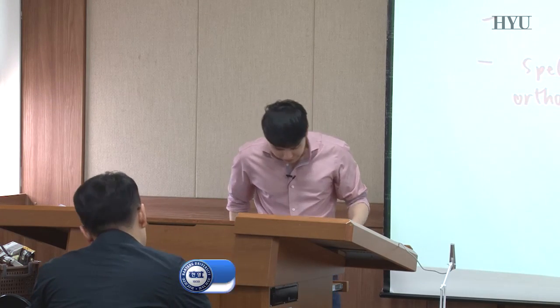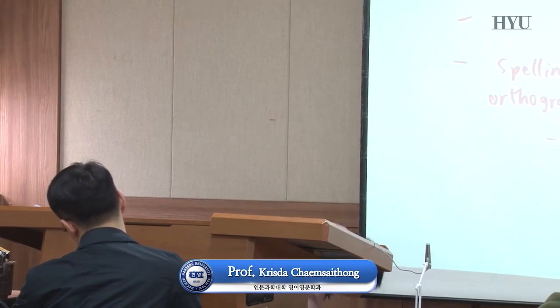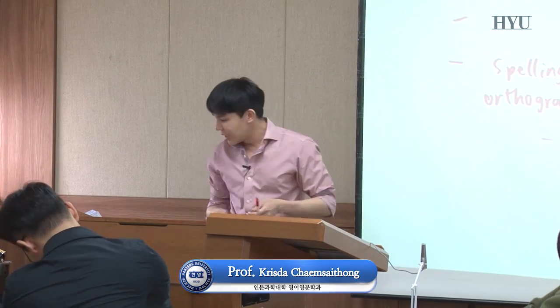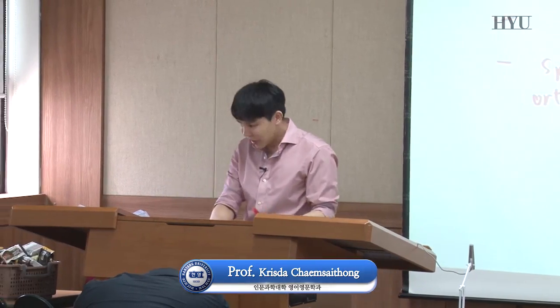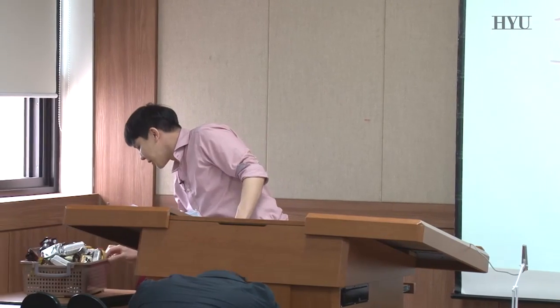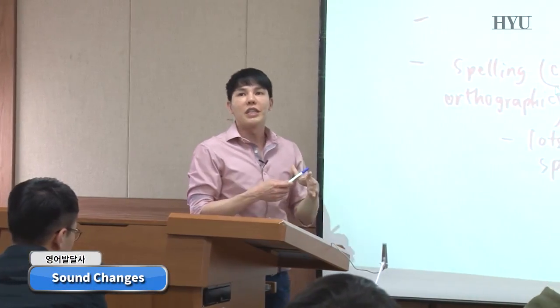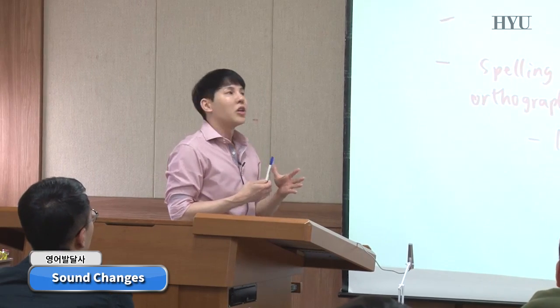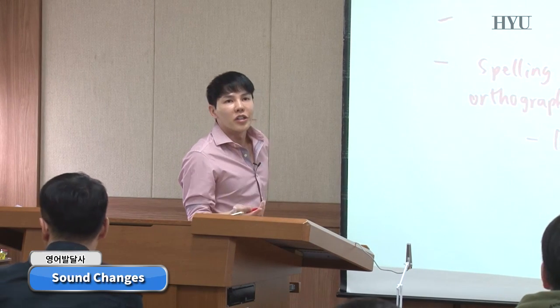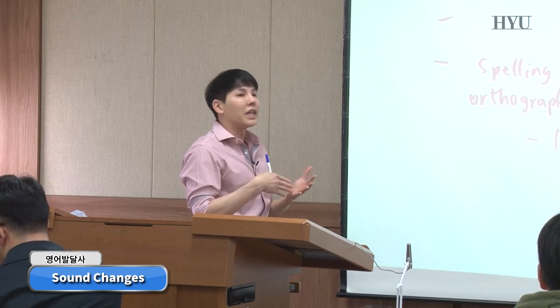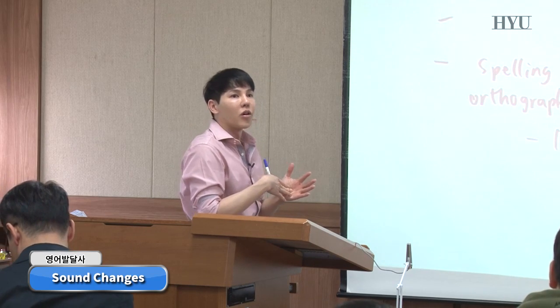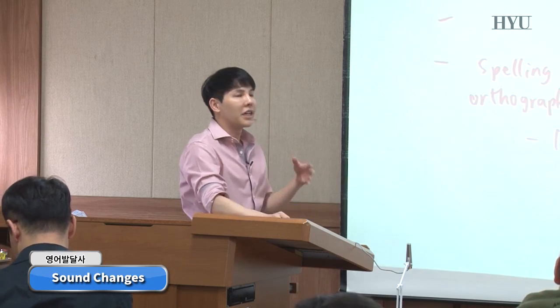So last class, we went over key historical events in the development of Middle English. You remember? I forgot my pointer again. Key events included the Norman Conquest, where William the Conqueror conquered England, killing Harold, and then he became the King of England.